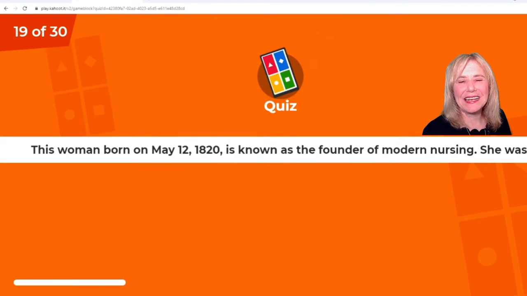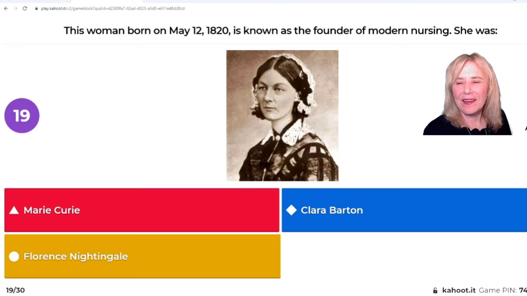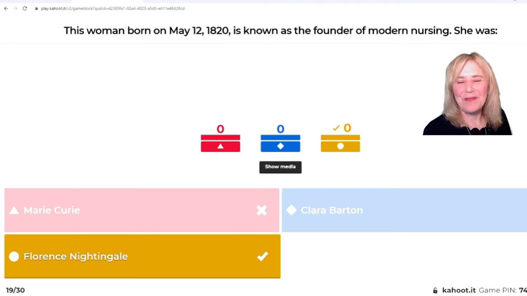Question 19. This woman, born on May 12, 1820, is known as the founder of modern nursing. She was who? Marie Curie, Clara Barton, or Florence Nightingale? See if you can guess that one. Modern nursing. If you guessed Florence Nightingale, you guessed the right answer.